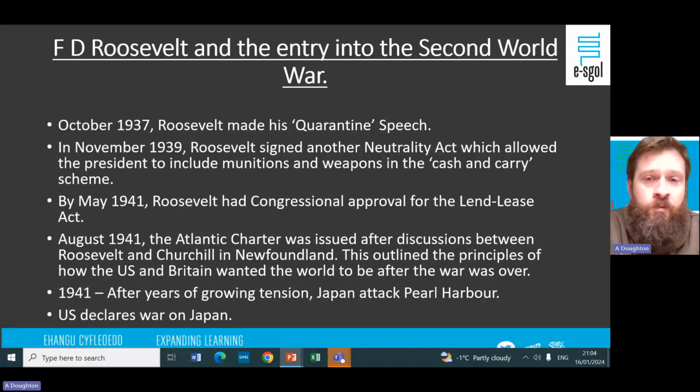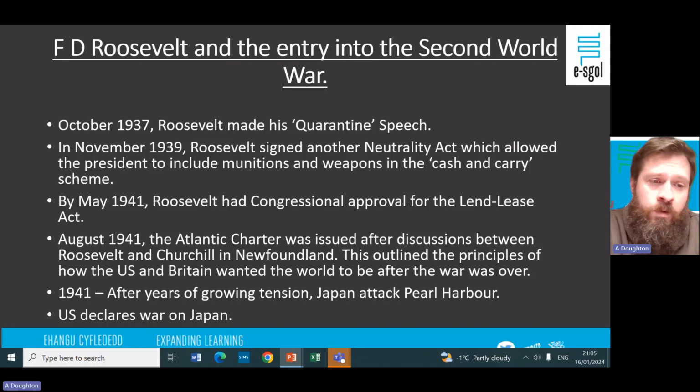This would allow him then to provide support to Britain and France. He then had approval in May 1941 to introduce the Lend-Lease Act. So that meant that he would now be able to lend these resources and they wouldn't have to pay upfront. So that shows that he's having a lot more involvement in what is happening in Europe. Then he met with Winston Churchill in 1941, where they outlined their plans for what they want in a world after the war. And this was the Atlantic Charter.